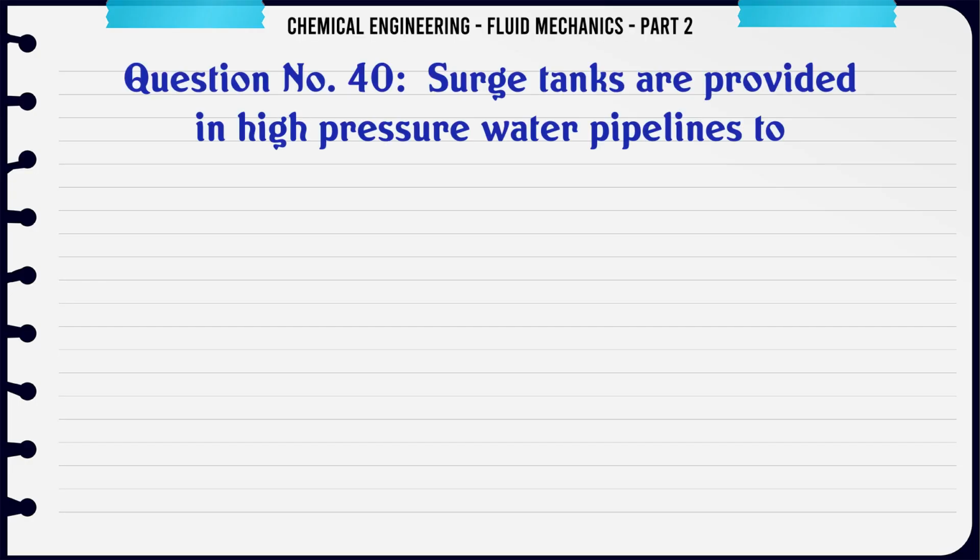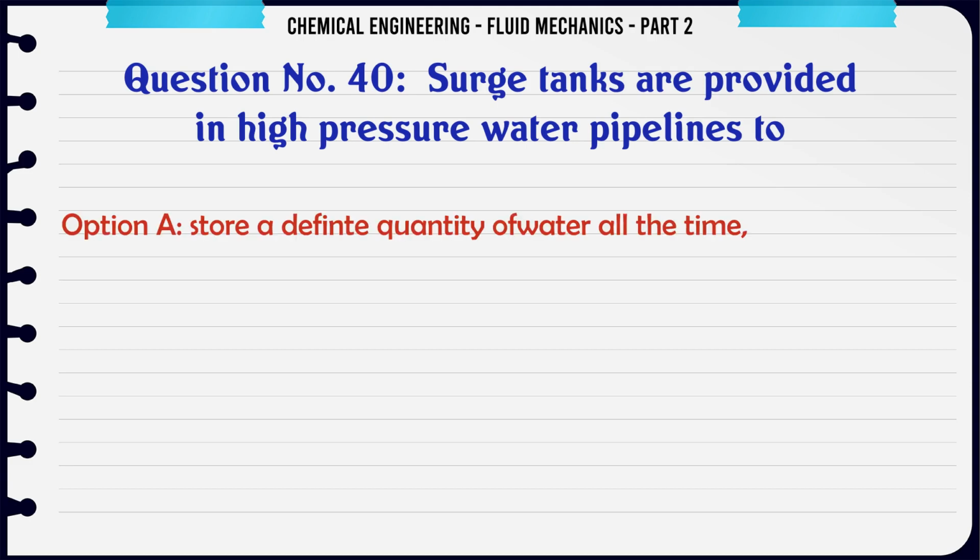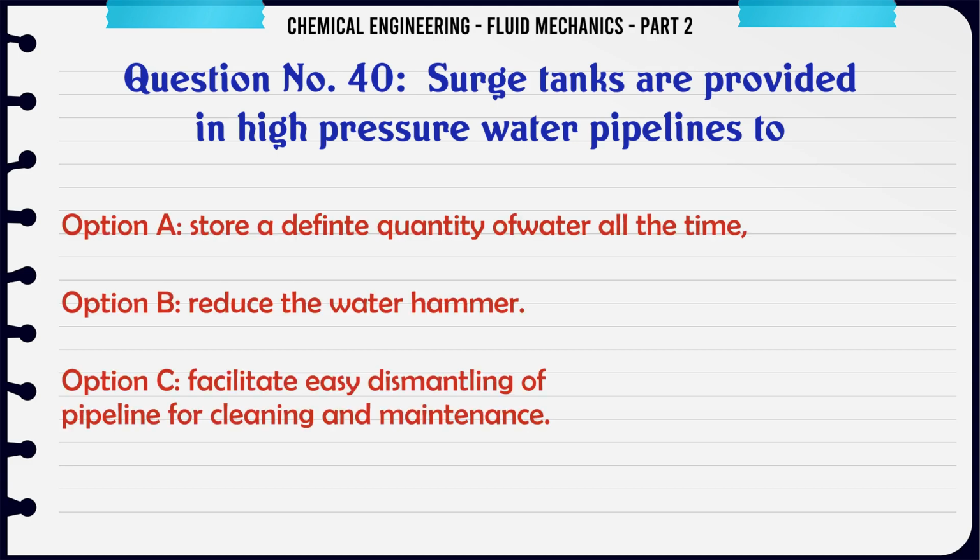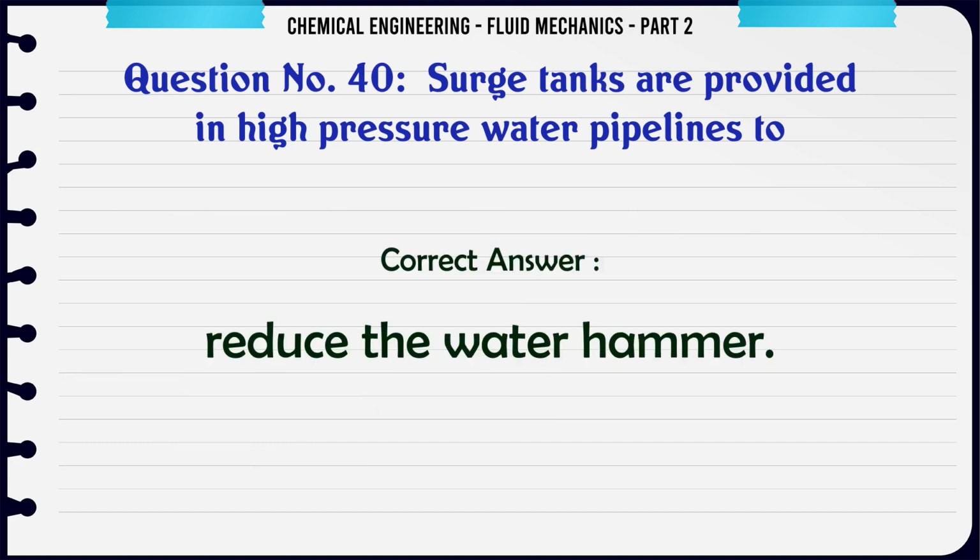Surge tanks are provided in high-pressure water pipelines to A. Store a definite quantity of water all the time. B. Reduce the water hammer. C. Facilitate easy dismantling of pipeline for cleaning and maintenance. D. None of these. The correct answer is reduce the water hammer.